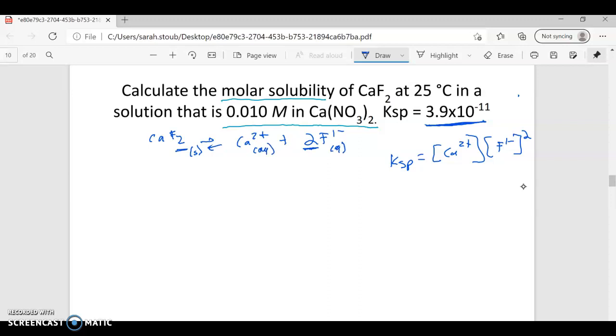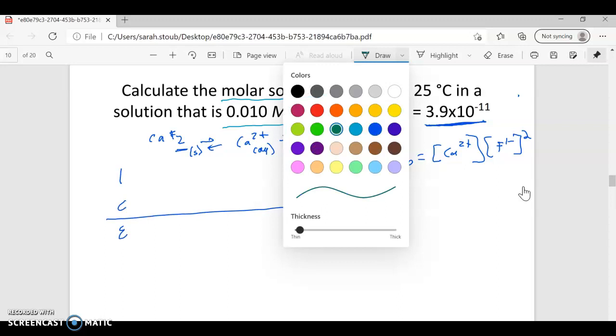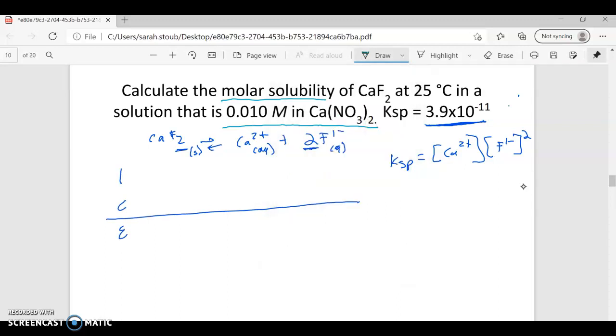And I do have an ICE table situation here, because I have added something to this whole bucket. So let's take a look at the ICE table. This is a solid, and it's not in my KSP expression, so I don't need any numbers in this lane. That's not important at all. And then I'm looking at, initially everything is at equilibrium. So I've got X and 2X amount of this. And then it is in this solution. So it's kind of like they had equilibrium, and then we added calcium nitrate. I know that's not exactly what it says, but that's the kind of idea that's happening here.